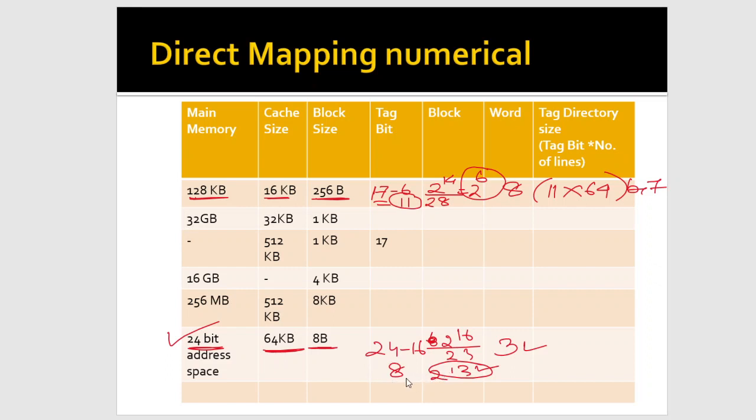So if I know the tag bit is 8, then the tag directory size will be tag bit 8 into the number of blocks in the cache. How many? The number of blocks is 2 to the 13. 2 to the 13 is how much? 10 means K, so it means 8K. 8 into 8K, this much of bits.